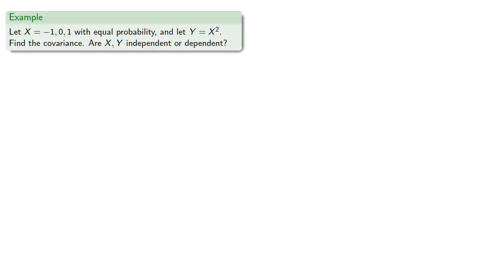Suppose x is a random variable that could take on values -1, 0, or 1 with equal probability, and let y equal x squared. Find the covariance, and then decide if x and y are independent or dependent. Let's answer that second question first.